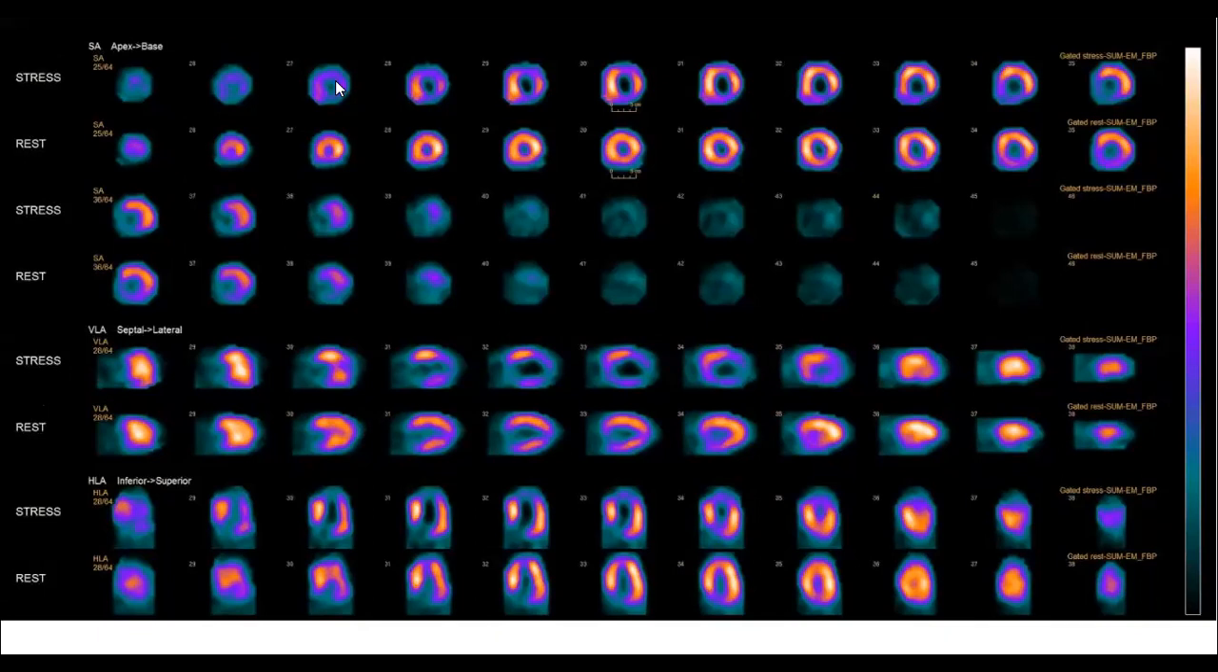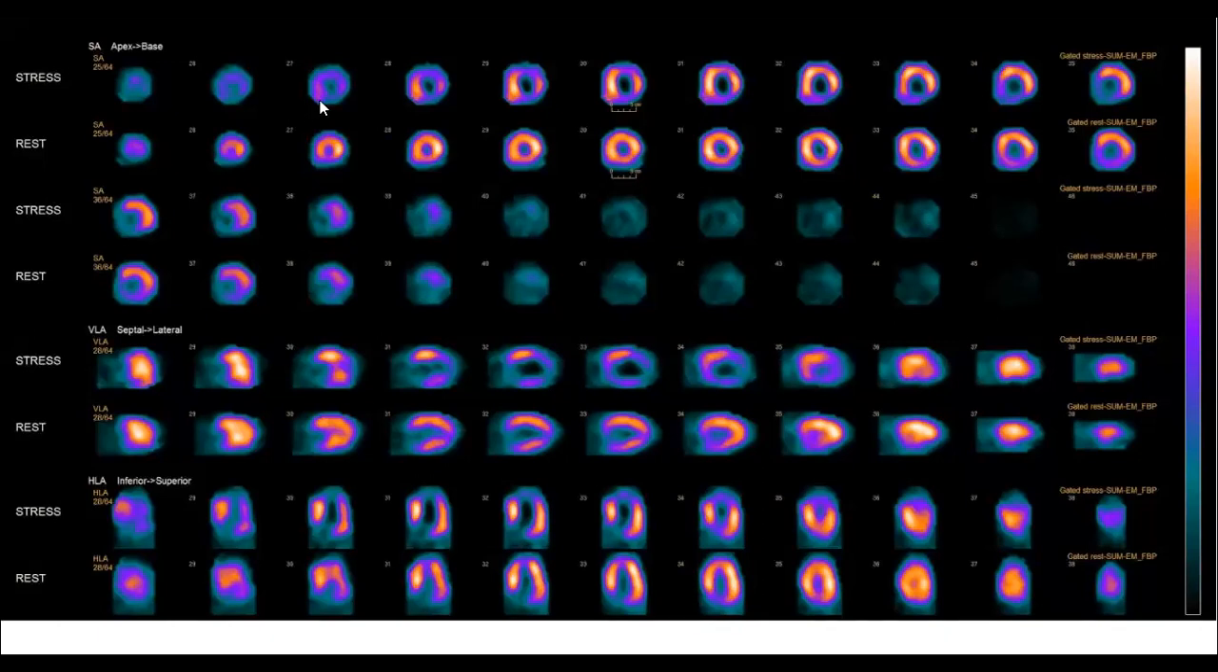There is a large size reversible perfusion defect of high severity involving the apical anterior, mid anterior segments and apex. Apical anterior, mid anterior segments, and then we will describe the inferior one.